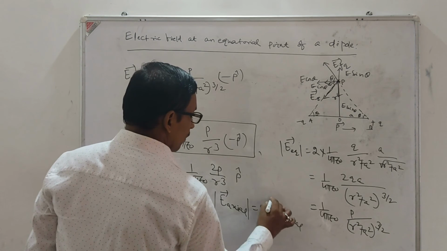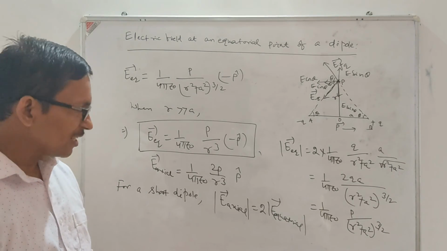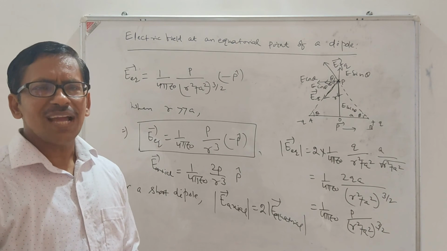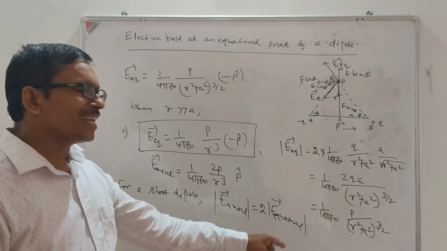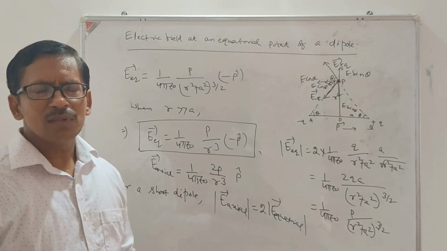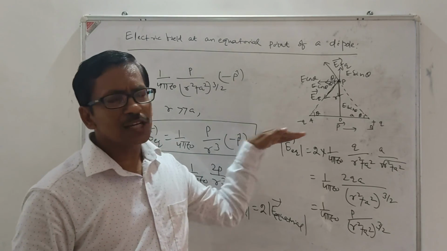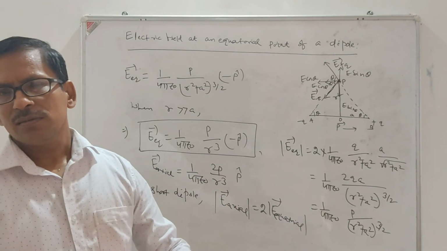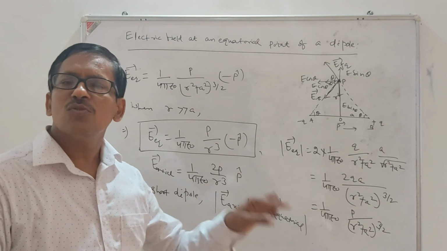Sometimes the question comes, children: what is the angle between the axial field and the equatorial field? In that case, the angle is 180 degrees. They are in opposite directions. At an axial point, the field is acting along the direction of the dipole moment. For an equatorial point, it is acting opposite to the direction of the dipole moment. So the angle between the axial field and the equatorial field is 180 degrees.